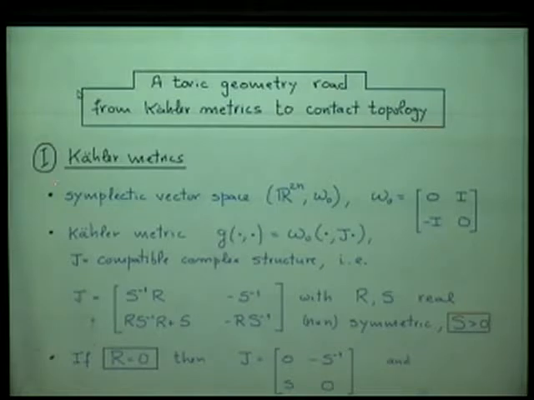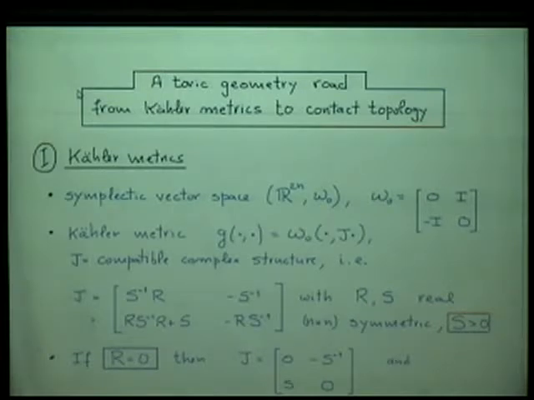So we start with a symplectic vector space, which is a vector space of even dimension with a skew-symmetric bilinear form, which in a canonical basis is given by just the skew-symmetric 2n by 2n matrix, which I'm writing in block n by n. Okay?